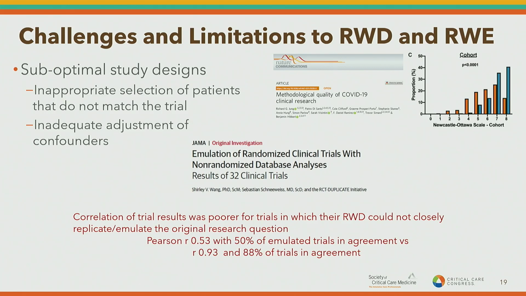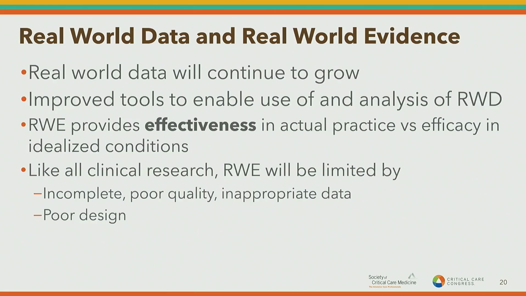It turns out the quality and the correlation fall rapidly between those two. On trials that can be matched really well, 88% of those trials that they emulate in the real-world data would agree. The real-world data agree with the trial. But in those that they couldn't match, only 50% of them ended up agreeing.